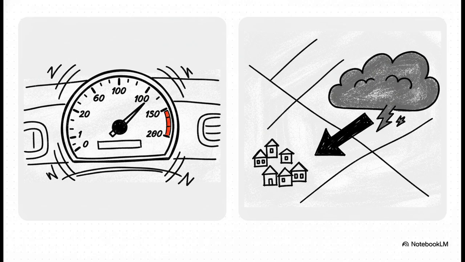Your car's speedometer, that shows your speed. It's a scalar, just a number. But velocity is a vector, which means it includes direction. Hearing that a storm is moving at 50 kilometers per hour isn't really enough information.